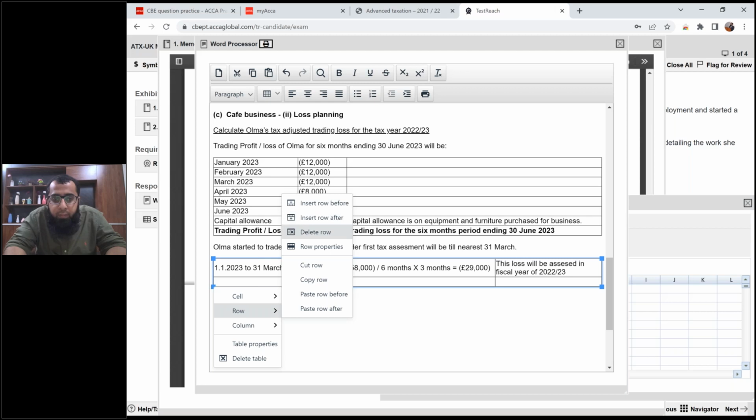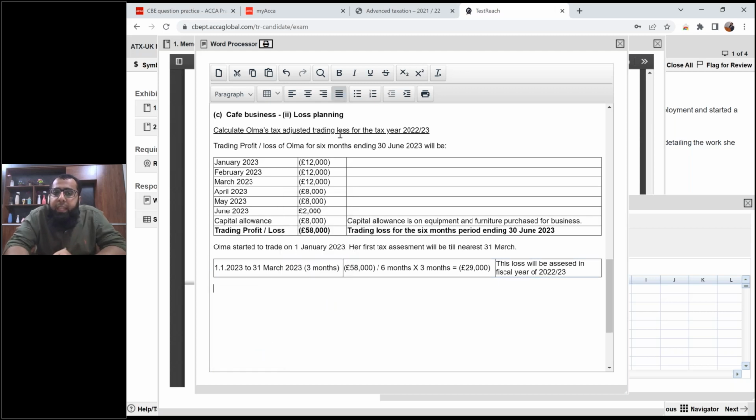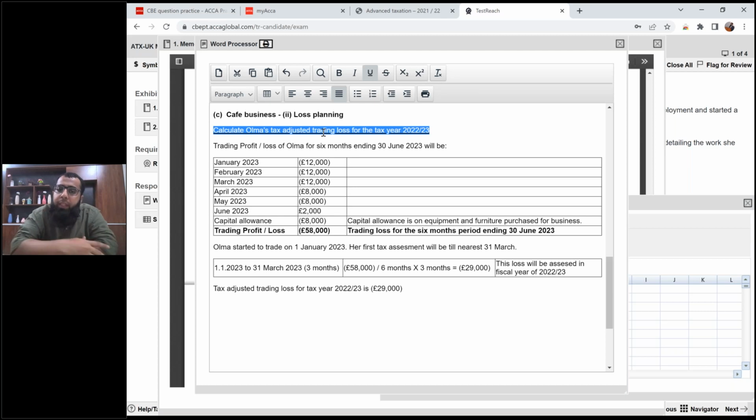I'm deleting this row since it's extra. Okay, calculate Alma's tax adjusted trading loss for the tax year 22-23. Tax adjusted trading loss for tax year 2022-23 is 29,000 pounds. Let me repeat it again. Okay, see, he asked us, first of all, to calculate the tax adjusted trading loss for the tax year 22-23.